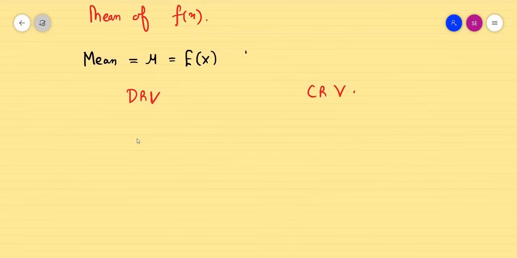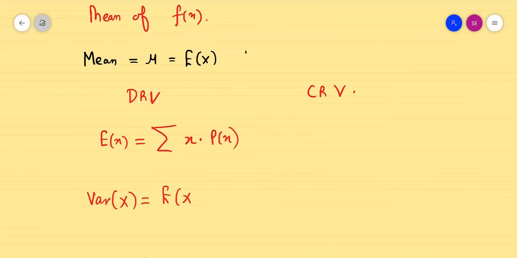Somebody try. Guys? No answer. Sigma x into p of x. Very good. So for a discrete random variable, E of x is nothing but sigma x into probability of x. Right? Variance formula: E of x square minus E of x whole square.